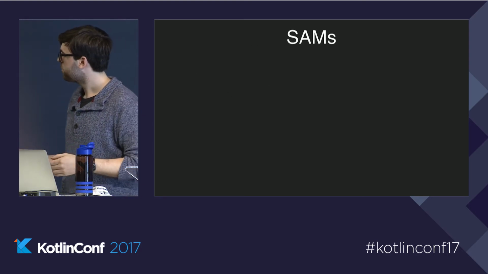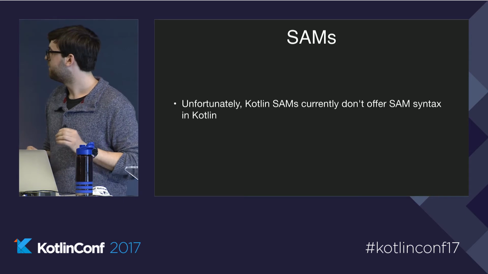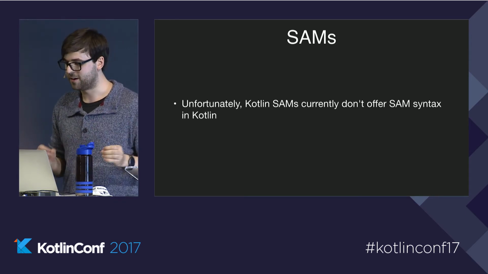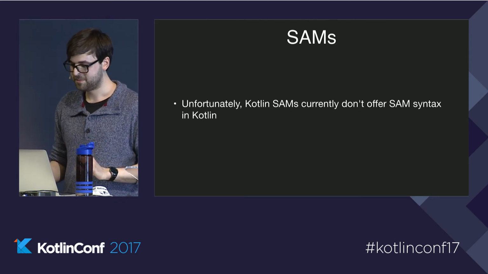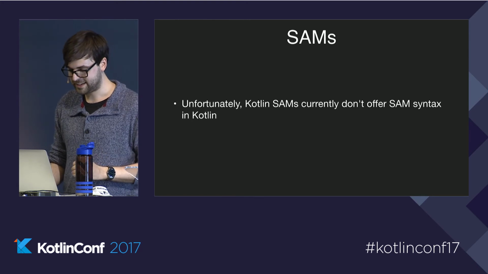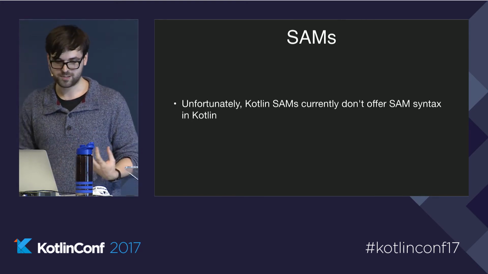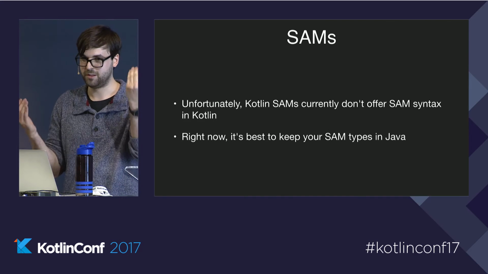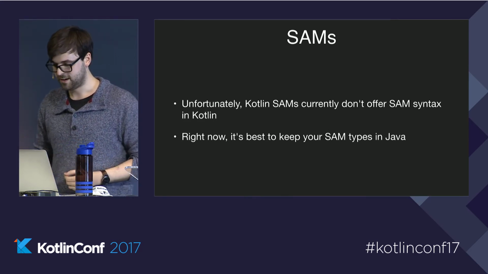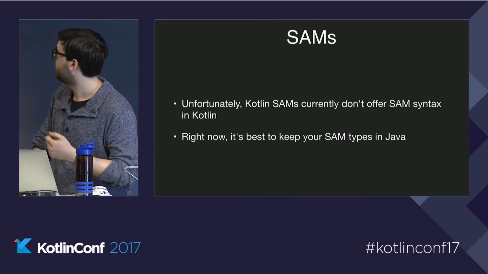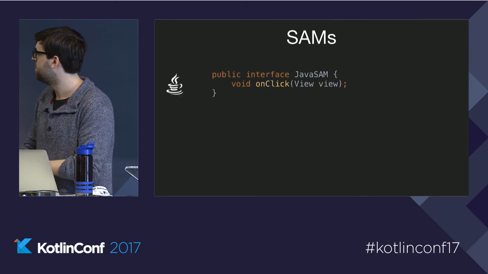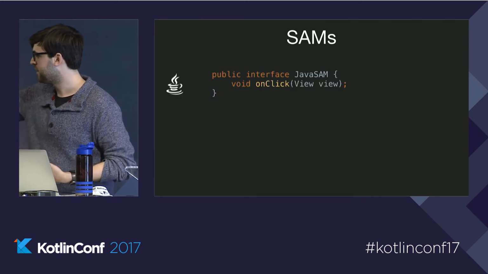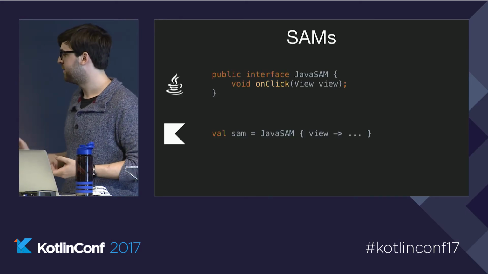Unfortunately, right now, here's a little gotcha: if you go and convert all these SAMs, because you're super gung-ho about converting stuff to Kotlin, you're not going to get the SAM syntax. So right now, I would suggest just keeping SAM types in Java. They're usually like 3 lines anyway in both languages. I'll show a quick example of that right now. So let's say you have this Java SAM that's an OnClickListener. This is how Kotlin calls into it, right? Just Java SAM.